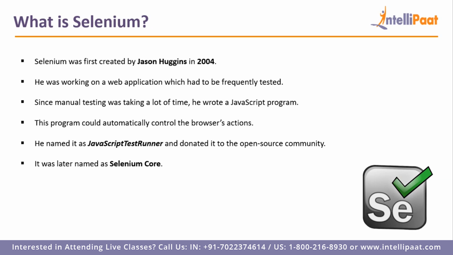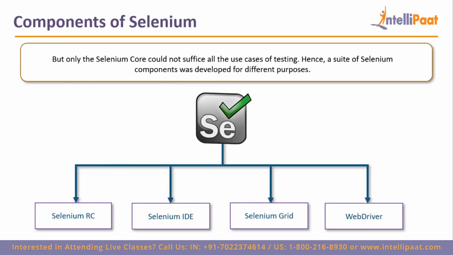He named this particular program, which could do actions on a browser, JavaScript Test Runner. This was the first name given to Selenium, and he then donated this program to the open source community once his work was done, when he felt that many of his fellow developers also faced a similar problem, which is manual testing, right? So when this was donated to the open source community, it was later named Selenium Core. Okay, but the story did not end here, right?